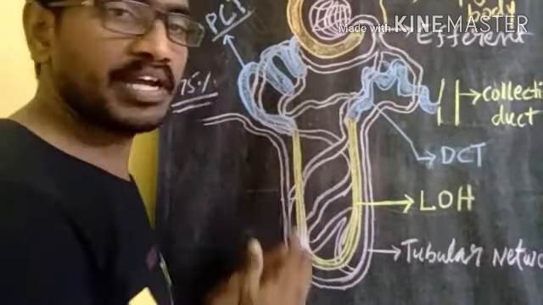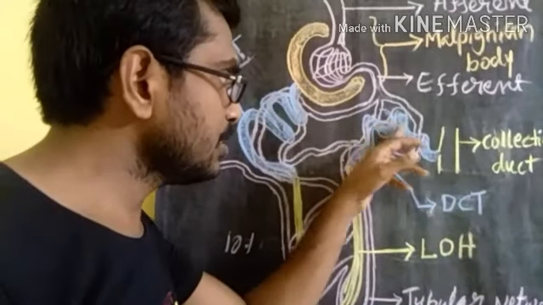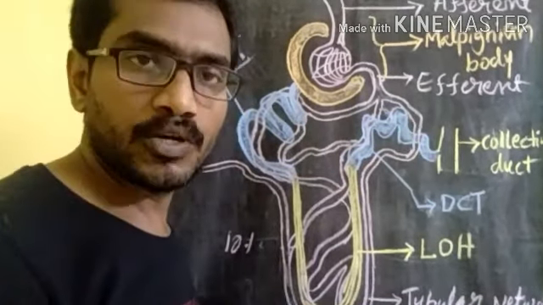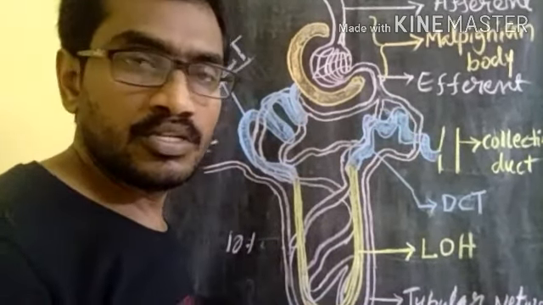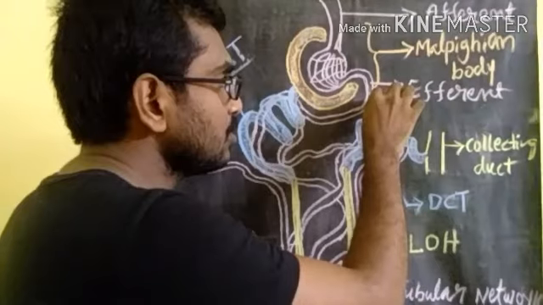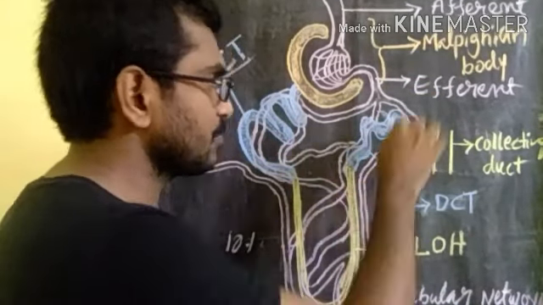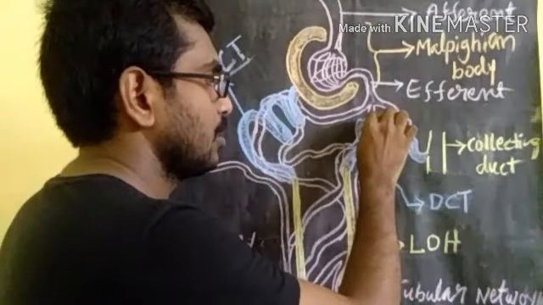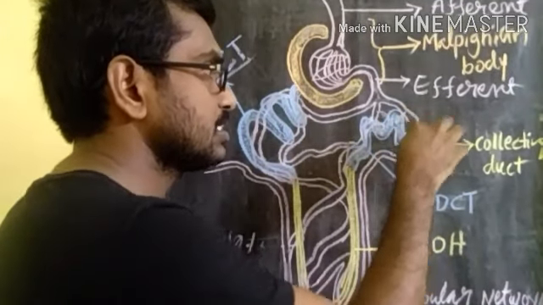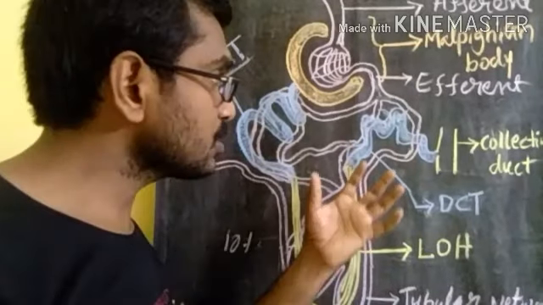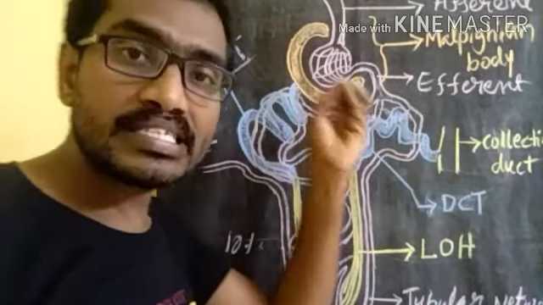The remaining primary urine enters the distal convoluted tubule. In the distal convoluted tubule, based on the concentration of wastes and materials, from the efferent arteriole a peritubular network is formed. From the peritubular network, waste materials enter the distal convoluted tubule. That process we call tubular secretion.